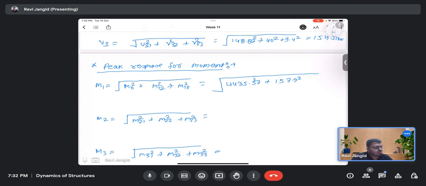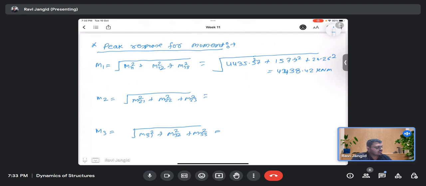Plus 157.9² plus 20.26². So that will come out to be 4,344,38.42 kilonewton meter. Then for the M2, it will be 2217.8² plus 317.73² plus 10.13². Then you will get 2,240.46 kilonewton meter.